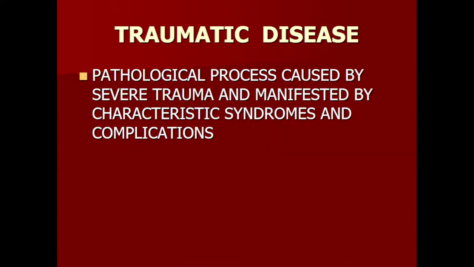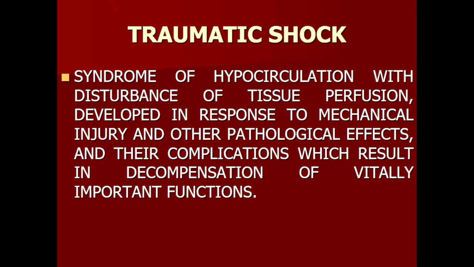Traumatic disease. If a patient has polytrauma, traumatic disease obligatorily starts. It's a pathological process caused by severe trauma and manifested by a characteristic syndrome and complications. First, obligatorily, if a patient has traumatic disease, traumatic shock starts. There are many definitions of traumatic shock, either very short or very long, many pages. Our chair likes this definition: it's a syndrome of hypocirculation with disturbance of tissue perfusion, developed in response to mechanical injury and other pathological effects, and their complications, resulting in decompensation of vitally important functions. That's the definition of traumatic shock.